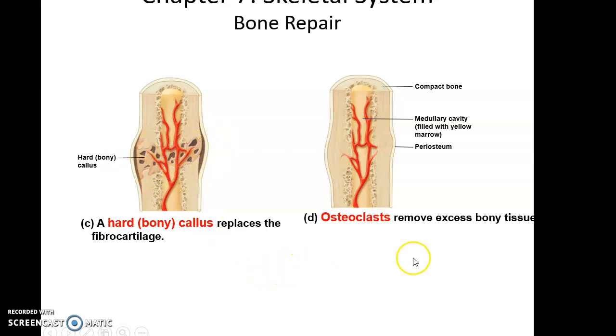And then finally, at the end of the process, bone remodeling allows for the reformation of the expected structure with compact bone on the outside, spongy bone on the inside, and of course, in this case, the medullary cavity in the middle.